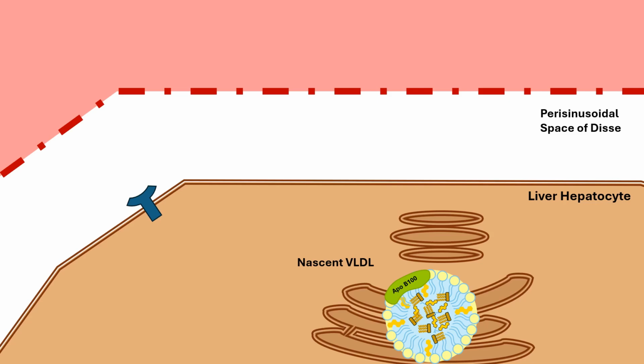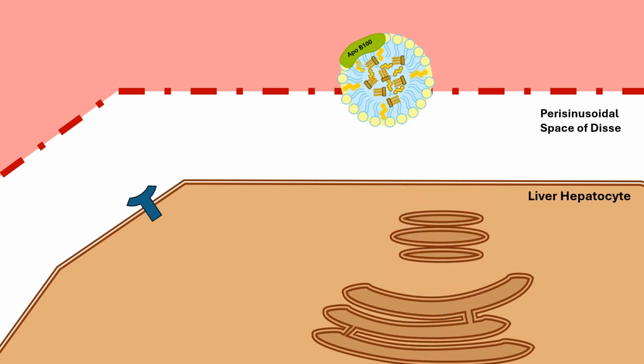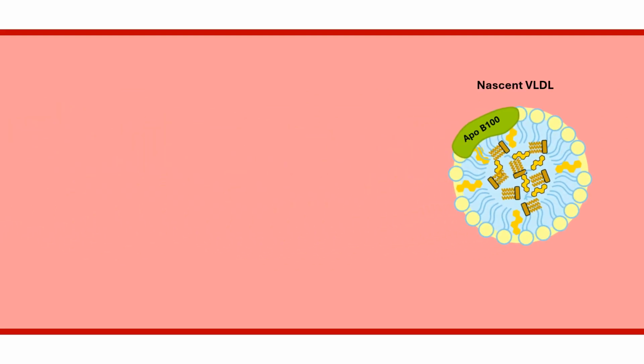Remember that chylomicrons had ApoB48. Indeed, the chylomicron's ApoB48 is just a shortened version of the ApoB100 protein. The nascent VLDL then passes into the liver sinusoids and travels in the bloodstream. Again, just as with the nascent chylomicron, the nascent VLDL receives apolipoproteins, ApoE and ApoC2, from HDL.